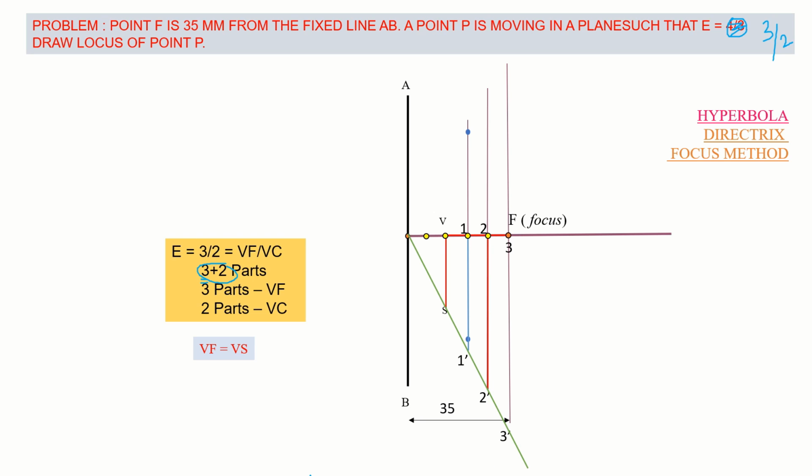Similarly, take 2 2 dash as the radius and make an arc above and below the 2 2 dash line, and 3 3 dash as the radius, make an arc above and below the line. So by connecting all these points through V, we can obtain the hyperbola. So this is the procedure to draw ellipse, parabola and hyperbola.